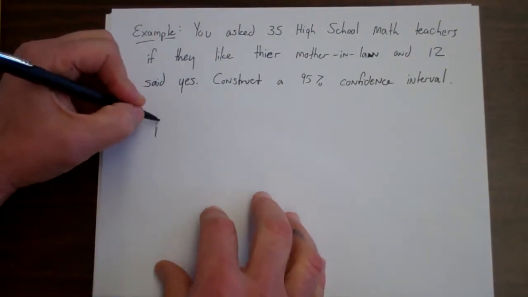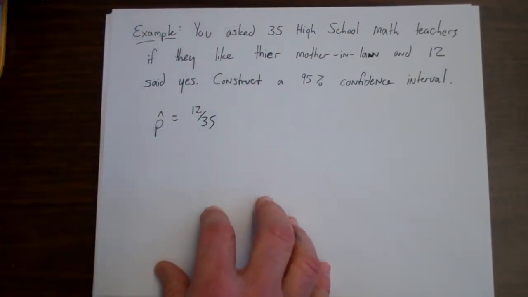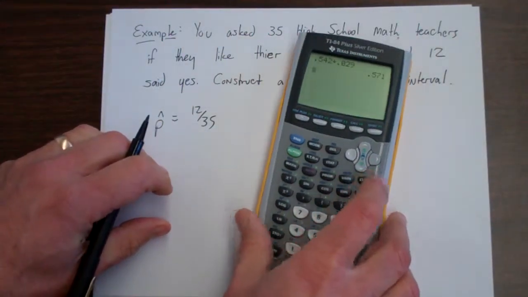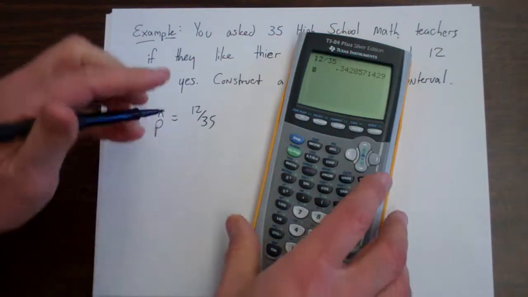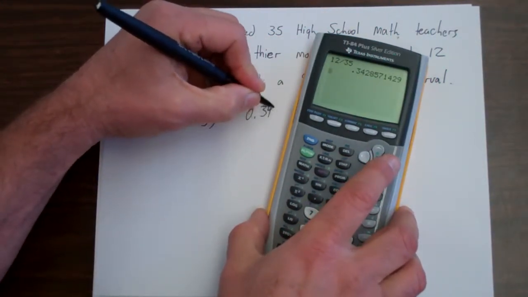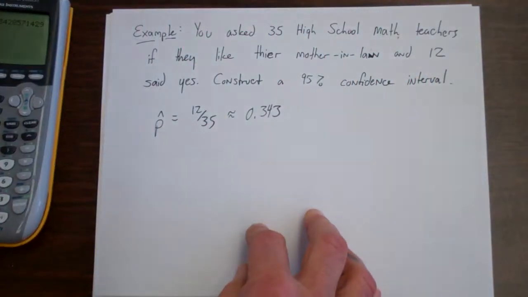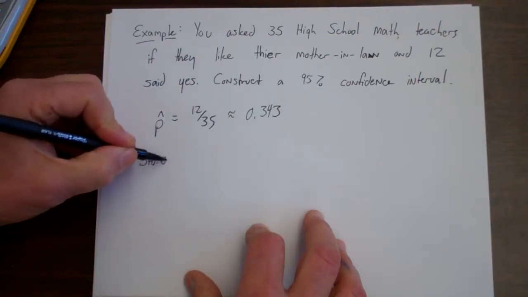The first thing you do is straightforward. You just find p hat. P hat is 12 over 35. So you just use your calculator, and 12 divided by 35 is around 0.343, or 34%.